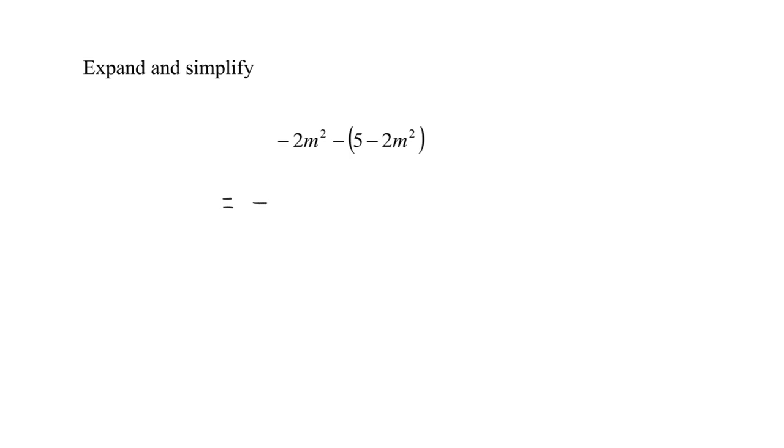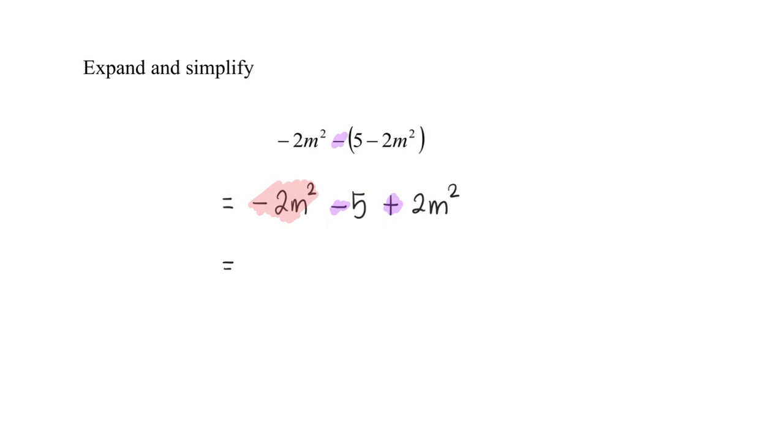Okay, negative 2m squared, minusing this bracket. It's the same as if I'm going to minus a positive 5, it's the same as minusing the 5. And if I'm going to minus a negative 2m squared, it's the same as adding the 2m squared. So this is the first thing that you need to see, okay? The sign of the terms in the bracket changes.